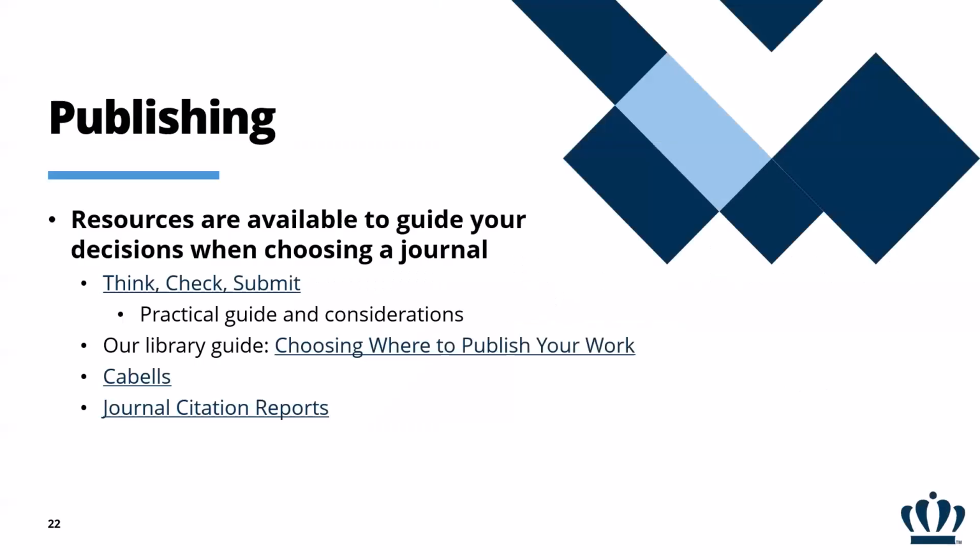So as we mentioned, regardless of whether you plan to publish open access or pay for open access or not, you should always look at your journal's policies and procedures. Are they credible? Are they good quality? We have a couple of resources here: Think, Check, Submit, our library guide, CABLs, and Journal Citation Reports. If you'd like a more in-depth demo of these reports, our second workshop, The Basics of Publishing, went into these a little bit more, and I will link to the library's YouTube channel at the end of this presentation as well.